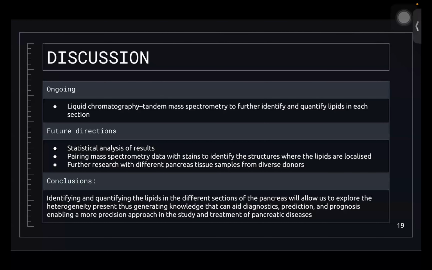If they are significant and we see that there's a difference in my results, can we then test other pancreas tissue samples from a diverse group of donors to see if that remains the same? So if those differences stay the same across a diverse sample set of healthy pancreases. Also, pairing the mass spec data with stains, such as we already did with the H&E, to identify the structures where the lipids are localized can also help us identify what the lipids are, their structure, and their importance, right?